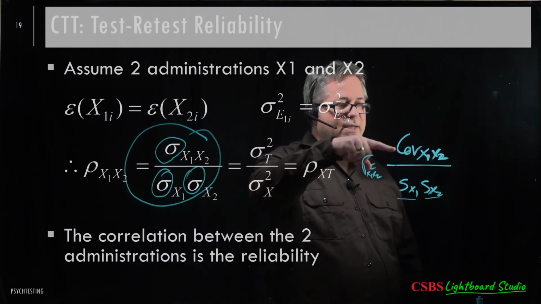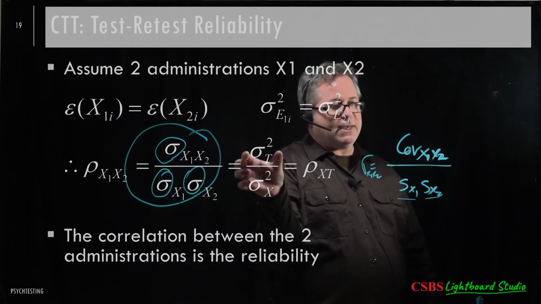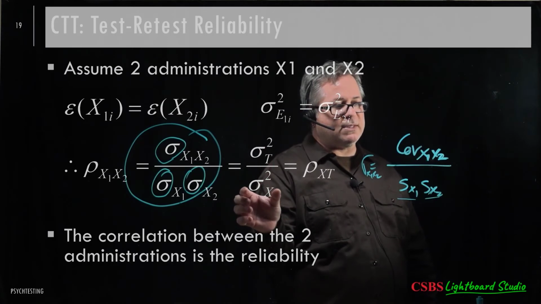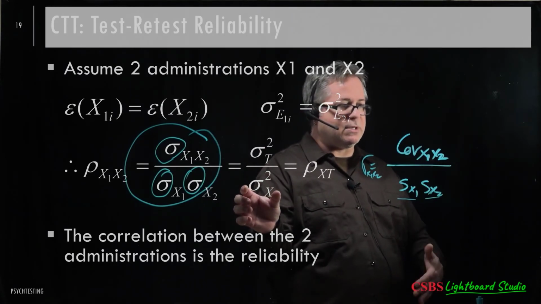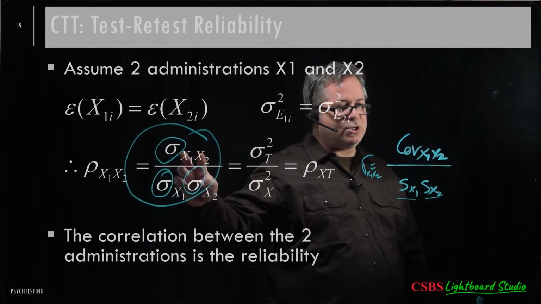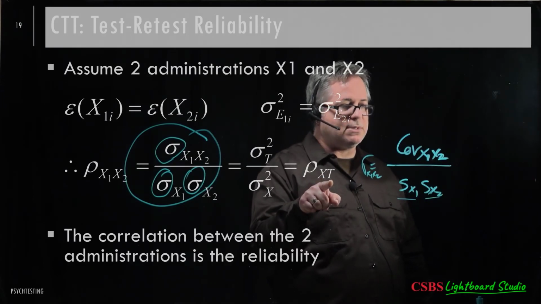So the covariance over the two standard deviations really is just the same thing as looking at the variance of the true score, because that's what's driving this covariance, over the variance of x, because x is just the same thing measured at time 1 and time 2. So the relationship between x1 and x2 as a covariance really reflects the relationship between that scale and the true score variance. It tells me how much variance that scale, that test, shares with the true score variance.